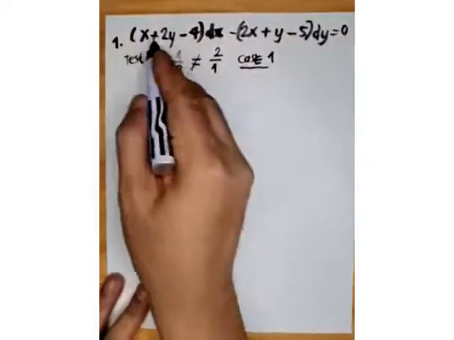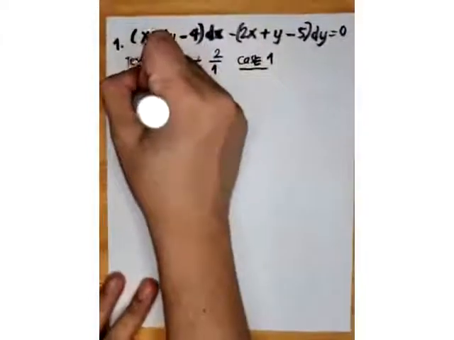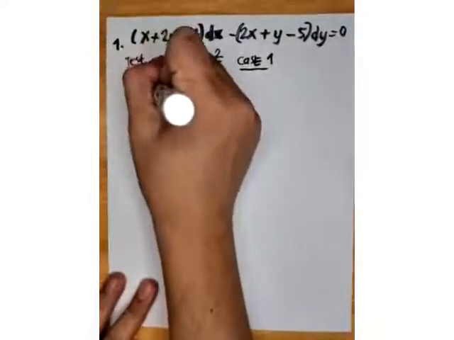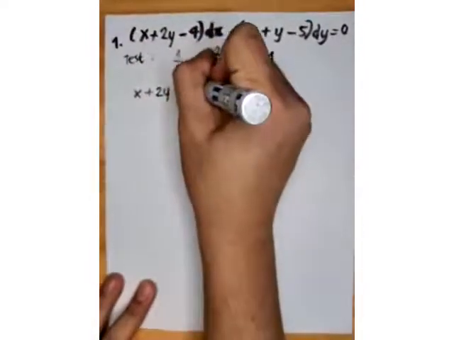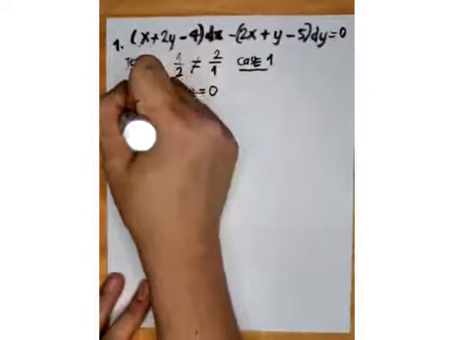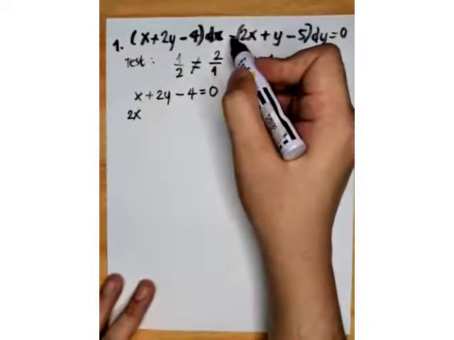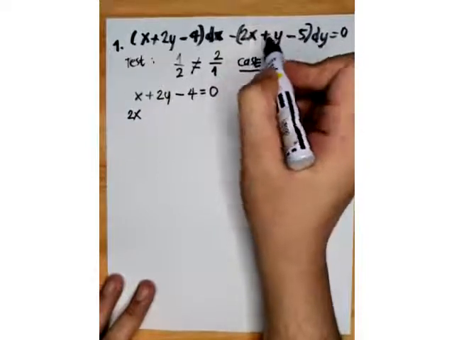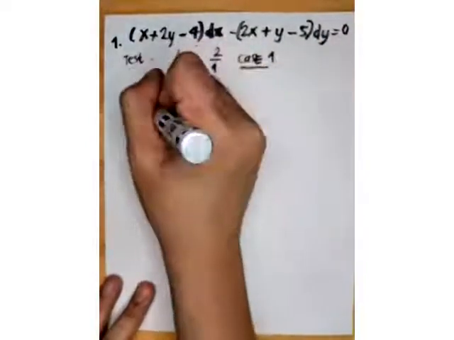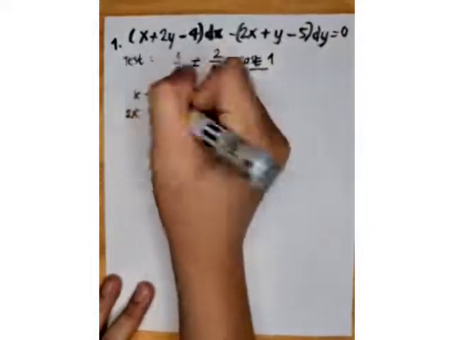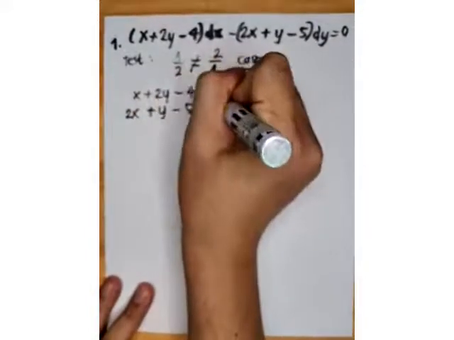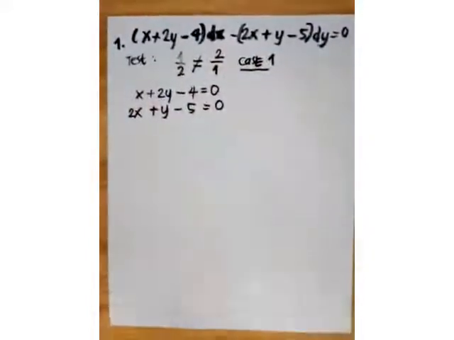So, ang gagawin natin doon is equate natin to 0. So, x plus 2y minus 4 is equal to 0. And, okay class, regardless kung negative yun, it's okay. Okay lang kung negative or positive. Huwag yun ang isali. So, 2x plus y minus 5 is equal to 0. Okay, x plus 2y minus 4 and then 2x plus y minus 5.